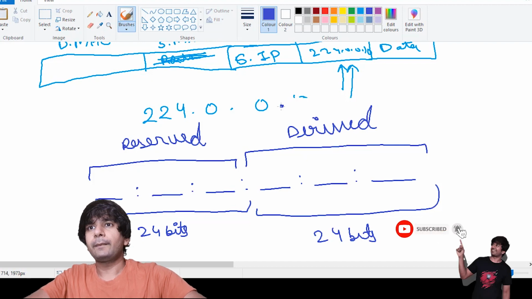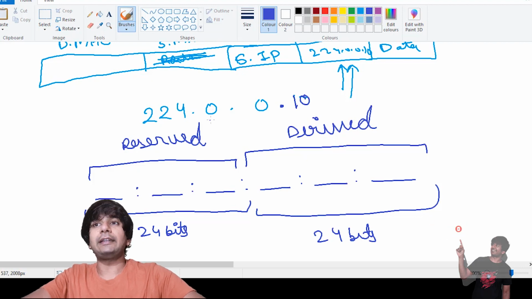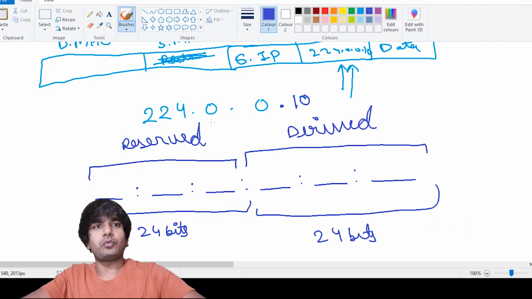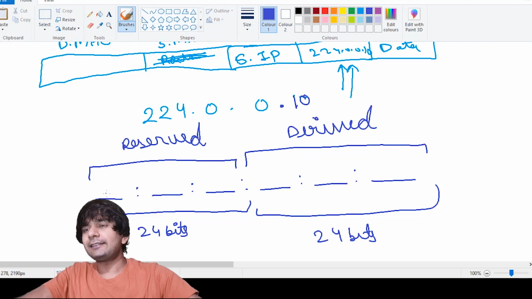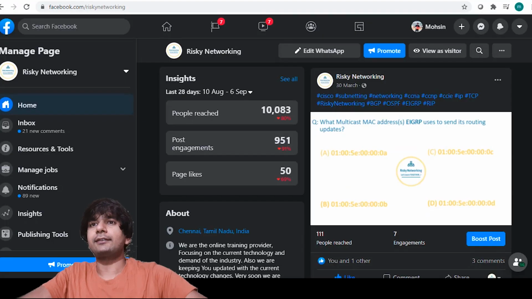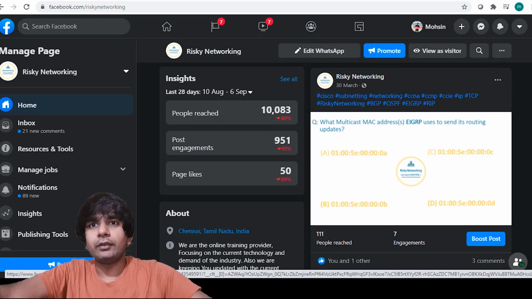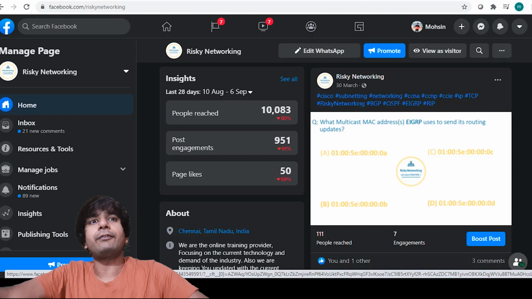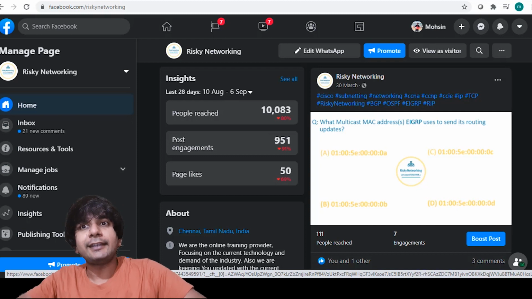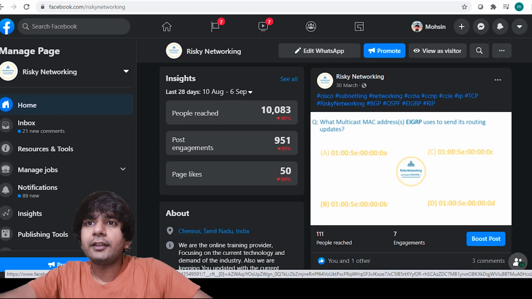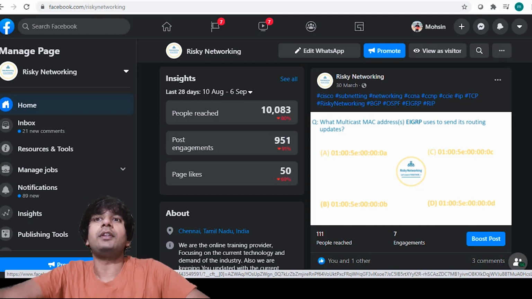We will be deriving these bits with the help of the multicast IP address, right? So these 6 hexadecimal digits, let me show you guys. Have a look at this. These are all the 4 options, guys. Just have a look at the first 6 hexadecimal digits. All the first 6 hexadecimal digits are the same: 01 colon 00 colon 5e.